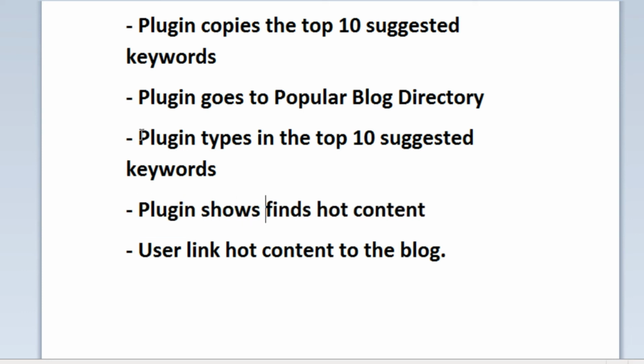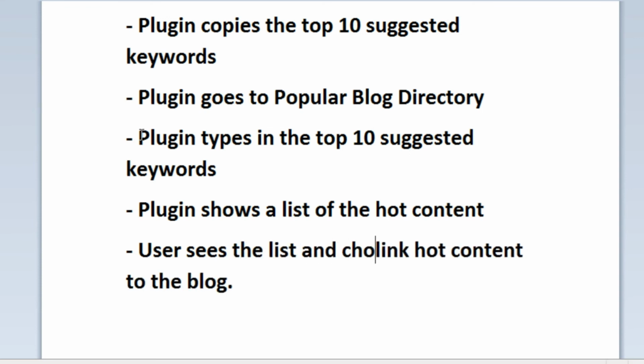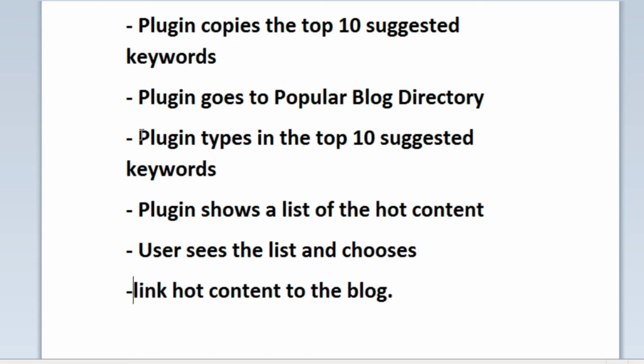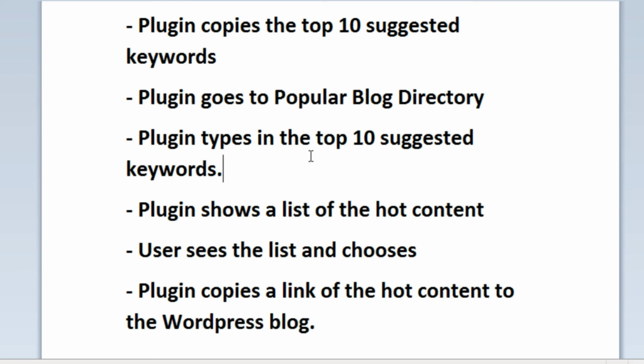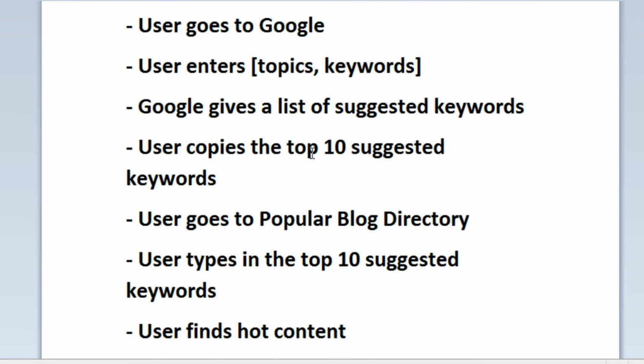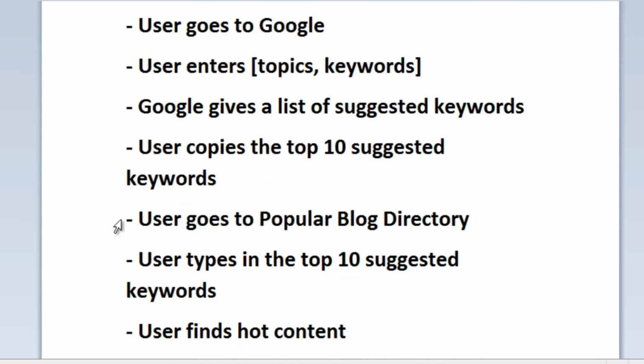Plugin shows a list of the hot content. User sees the list and chooses. Then the plugin copies a link of the hot content to the WordPress blog. So this takes somewhat of a practice, but that's why I'm showing you the step-by-step process. So first things first, you go through here, you list it out, then you reorganize it.